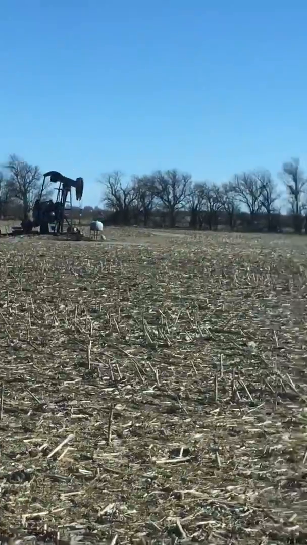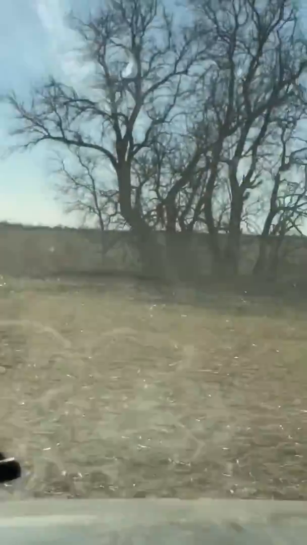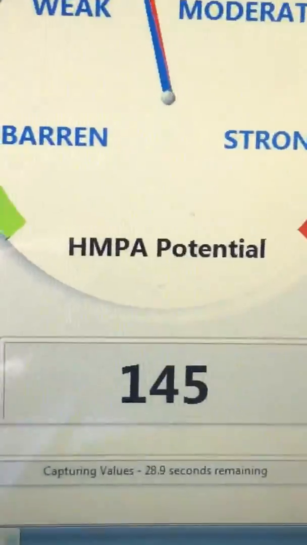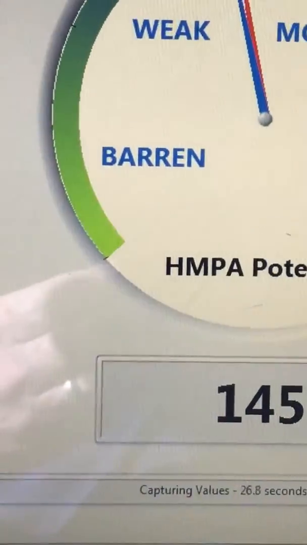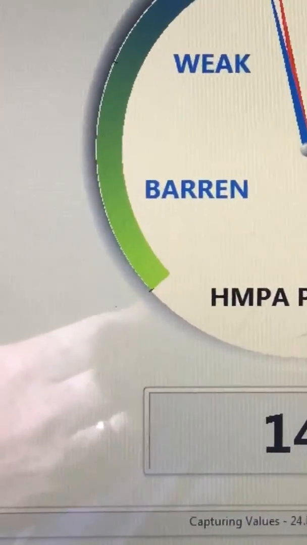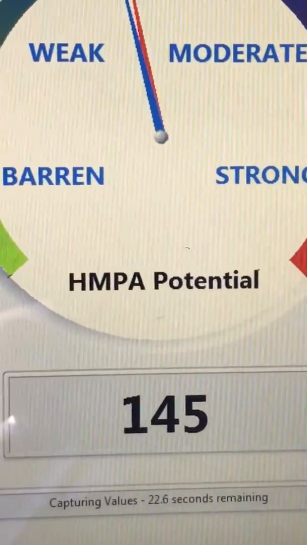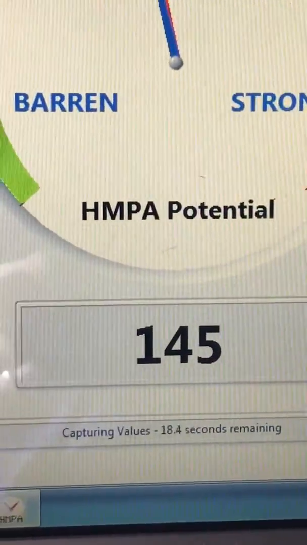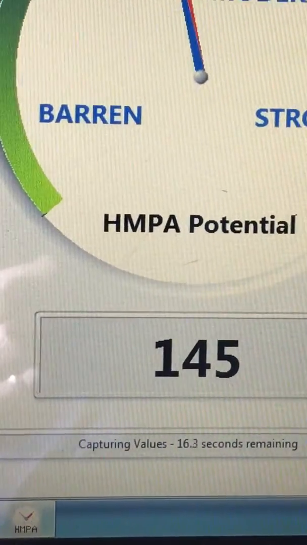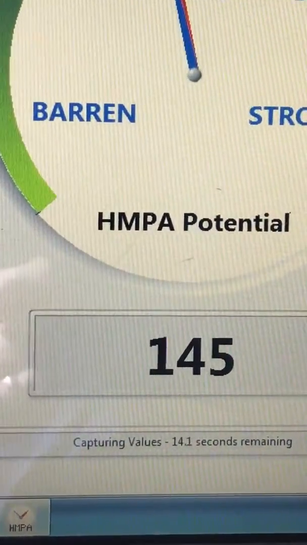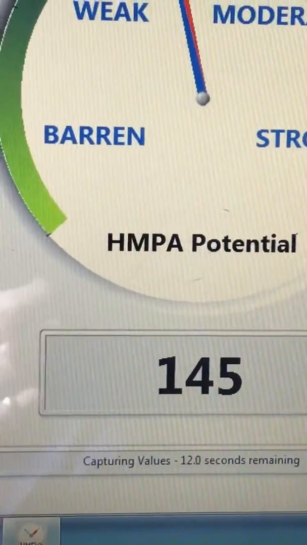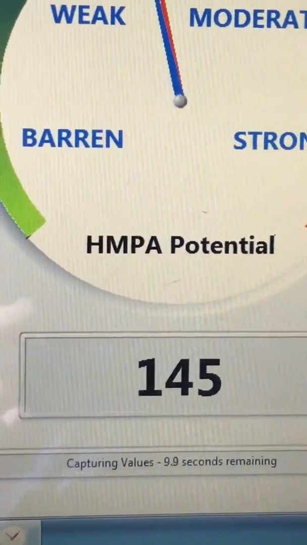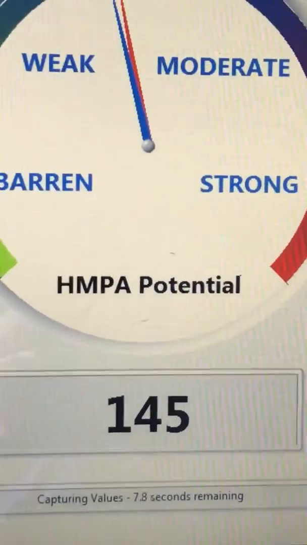There, that well is there. So we're actually on the western side of the anticline now, and it's not very wide. Like I said, it's maybe 400 or 500 feet at best. About 10 seconds to go. It looks like we're going to end at a 145, which is right at the beginning of the moderate range.